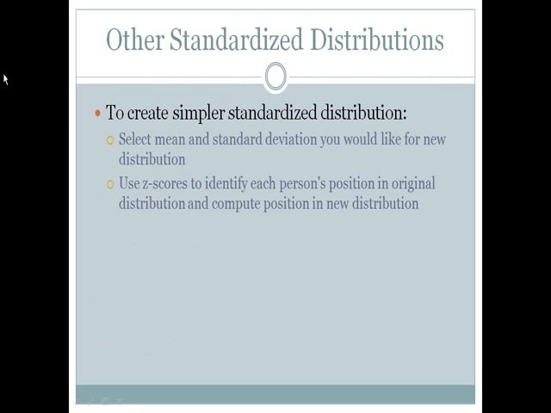But one example that we're going to take from the homework assignment is when we are creating a different standardized distribution based on z-scores. And how we do this is step 1, we need to select the mean and standard deviation we would like for the new distribution. So we use z-scores to identify each person's position in the original distribution and compute their position in the new distribution. And how we do this is step 1, we take all the raw scores from the distribution and transform them to z-scores.